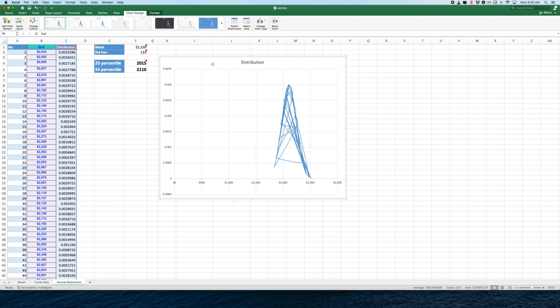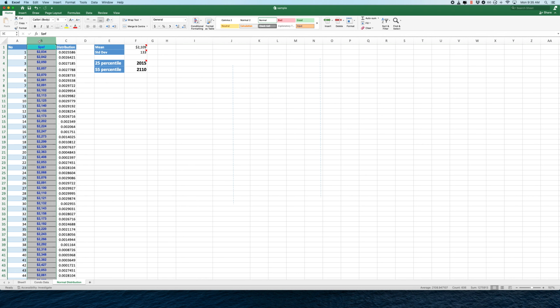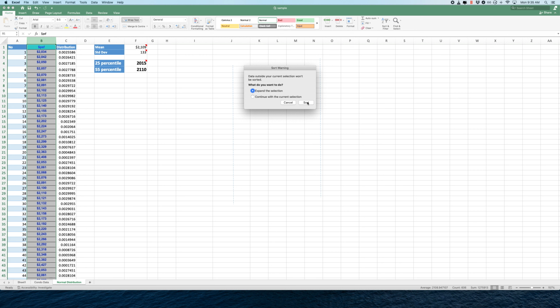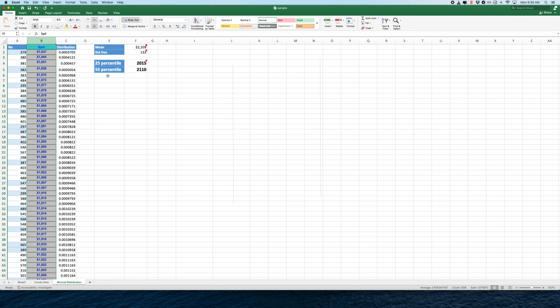So what I can do is I'll go to my B section, the PSF, and go to this sort and filter button, and I'll sort from smallest to largest, and I will definitely expand this selection. I don't care about the number over here. So you can see that the mean and standard deviation still do not change. Important is that in the normal distribution, you can see the data is all still aligned.